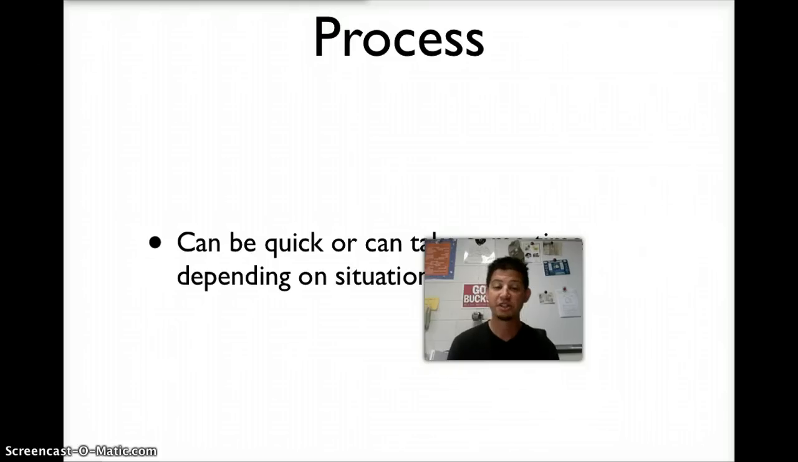As I mentioned, this process can be quick or it can take some time depending on the situation. So with that being said, we're going to go ahead and practice this. I'd also like for us to take a look at the next video, conflict management. Bullies. That's what we're going to focus in on.